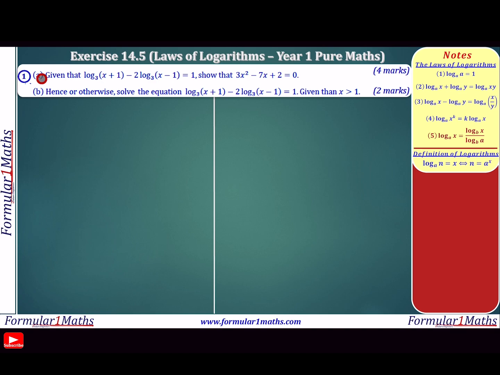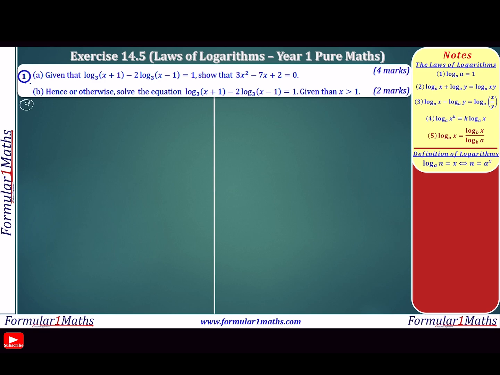So question 1, A. Given that log to base 3 of (x plus 1) minus 2 times log to base 3 of (x minus 1) is equal to 1, show that 3x squared minus 7x plus 2 is equal to 0. Hence, or otherwise, solve the equation log to base 3 of (x plus 1) minus 2 times log to base 3 of (x minus 1) is equal to 1, given that x is greater than 1.